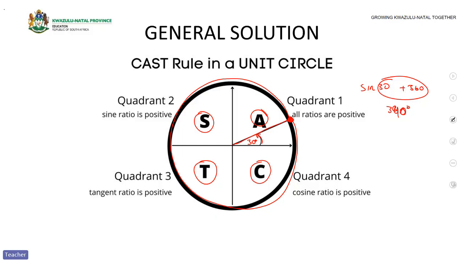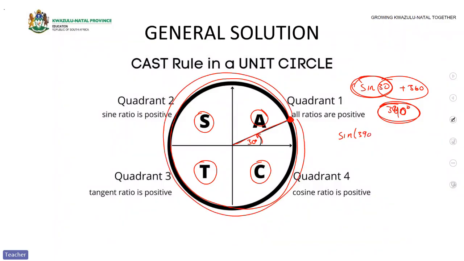Even if you check using your own calculator, sine 390 degrees as well as sine 30 will give you the exact same answer, which is 1 over 2. So when you check sine 30, it will give you 1 over 2. When you check sine 390, it will also give you 1 over 2. So we can go around again and add another 360 to 390, which gives 750, and that will also give you the same value.